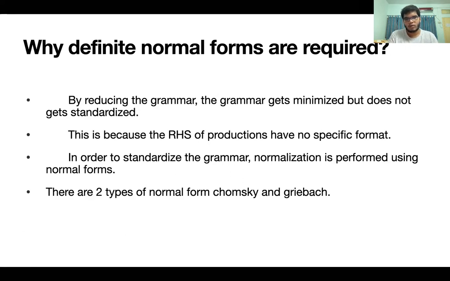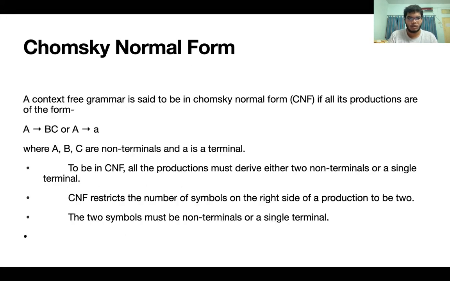There are two types of normal forms, Chomsky and Greibach. But in this presentation, we will only be talking about Chomsky normal form. So what is Chomsky normal form? A context-free grammar is said to be in Chomsky normal form if all its productions are of the form A gives BC or A gives a, where A, B, C are non-terminals and small a is a terminal symbol.